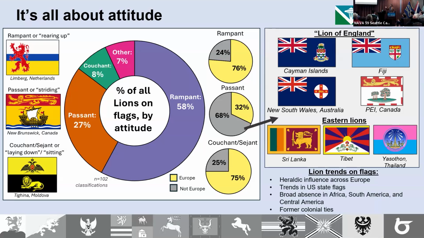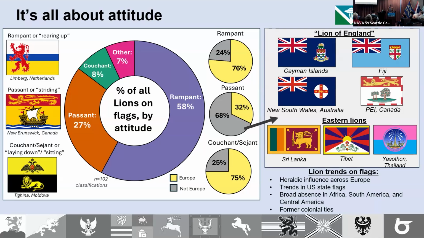Looking at passant lions, they occur much less commonly. Around a quarter of lions on flags are actually in the striding motion, or the Lion of England. But interestingly, 7 out of 10 are not on flags of Europe. They occur outside of Europe. No shocker, they occur mostly on Commonwealth flags, because of the Lion of England, specifically the Cayman Islands, Fiji, the regional flags of New South Wales and Tasmania, New Brunswick, Prince Edward Island, and Saskatchewan, Canada.